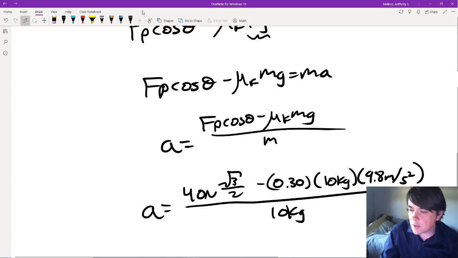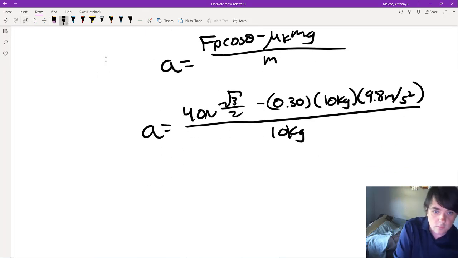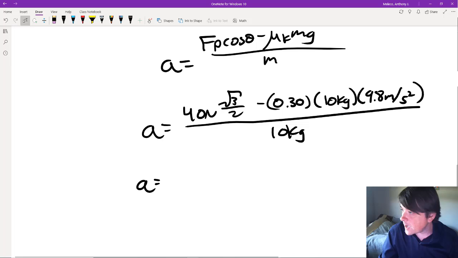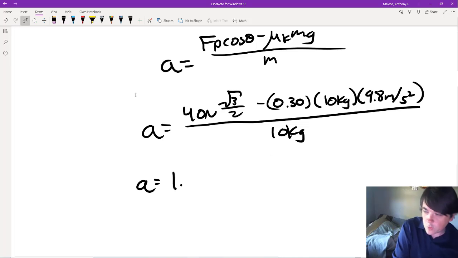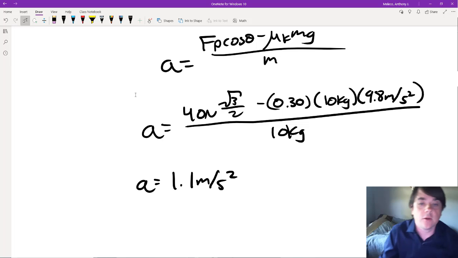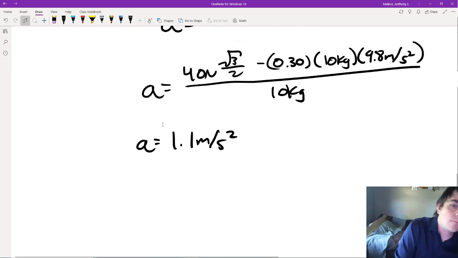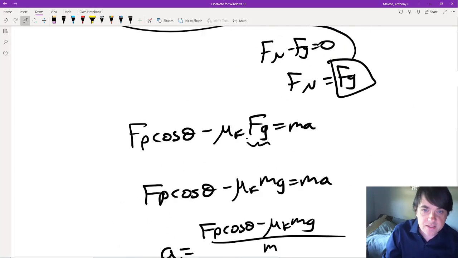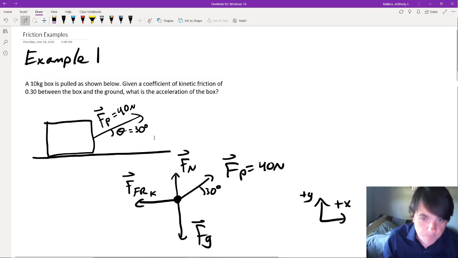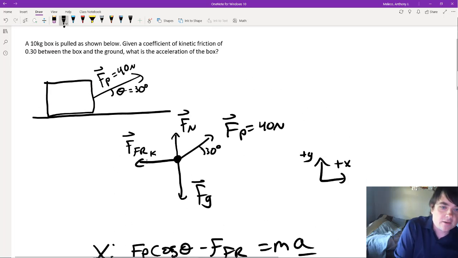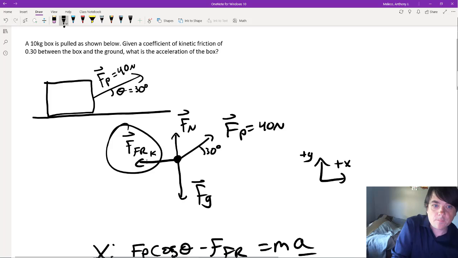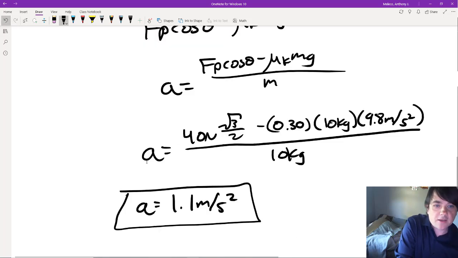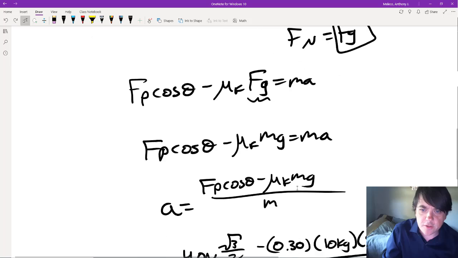Okay? And so what we get when we do the math on that is 1.1 meters per second squared. Okay. So it works very similarly to the problems that we've already done. The only change is that we add this frictional force. Okay. And if you look back at the other example we did, you'll see it's very, very similar.